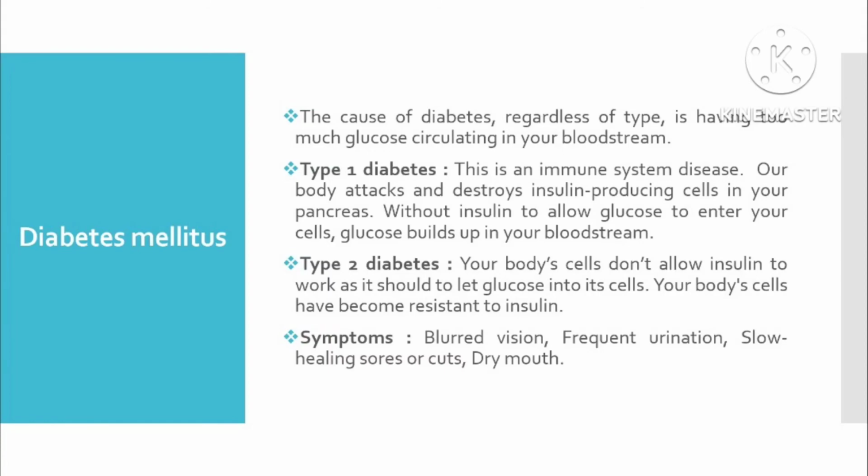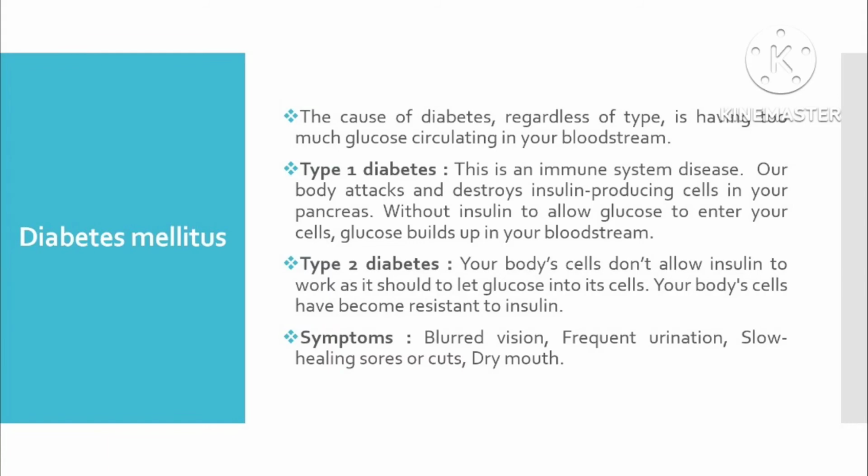The cause of diabetes, regardless of type, is having too much glucose circulating in your bloodstream. There are two types of diabetes. Type 1 diabetes is an immune system disease. Our body attacks and destroys insulin-producing cells in the pancreas. Without insulin to allow glucose to enter your cells, glucose builds up in your bloodstream.